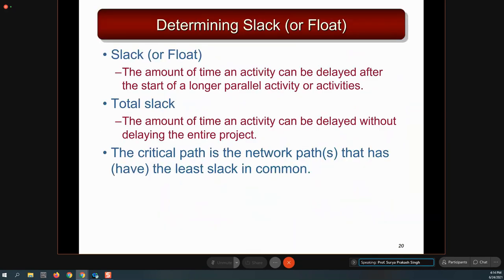So it is the amount of time an activity can be delayed. Float means how much an activity can be delayed, that is slack. Total slack means the amount an activity can be delayed without delaying the entire project. That is, across the entire project you can use this amount of slack without delaying the project. This is the difference.